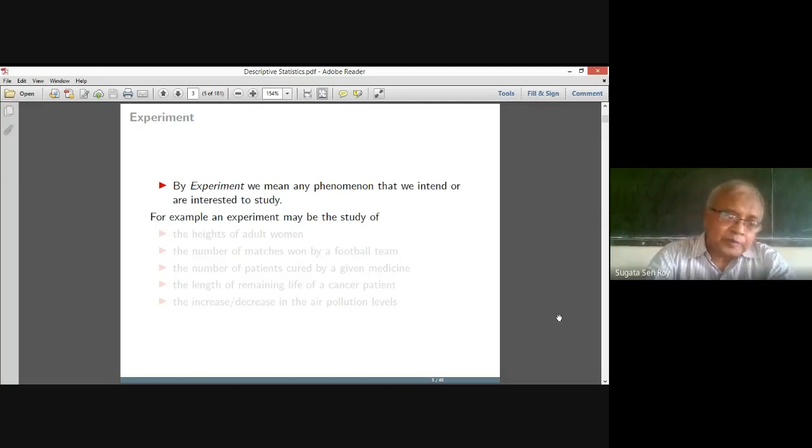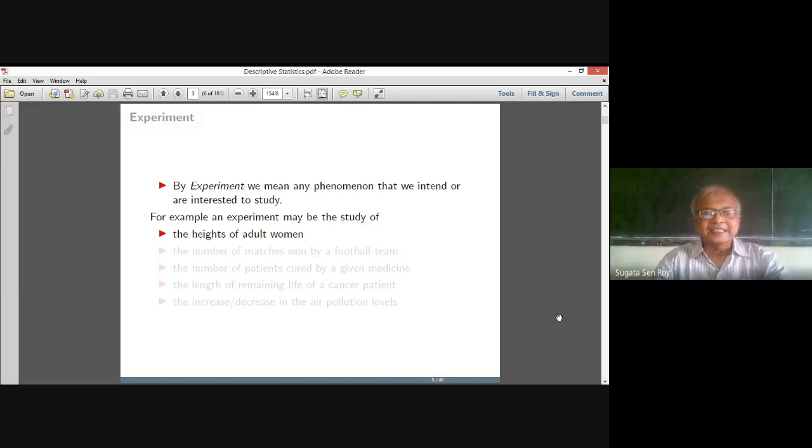So what you will be primarily involved with would be things like social sciences, health sciences, etc. Say you go out to collect data on the food habits of people. So these are experiments as well. It's the focus of our study, basically what we want to study.